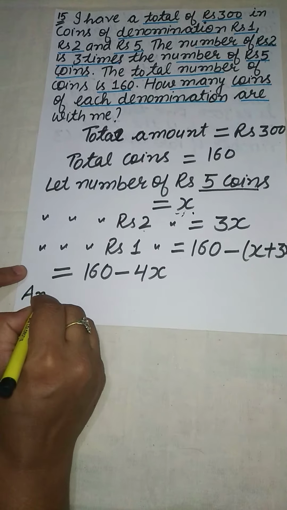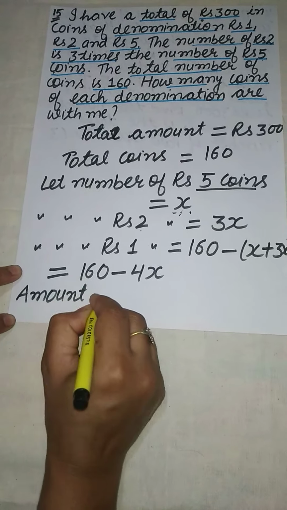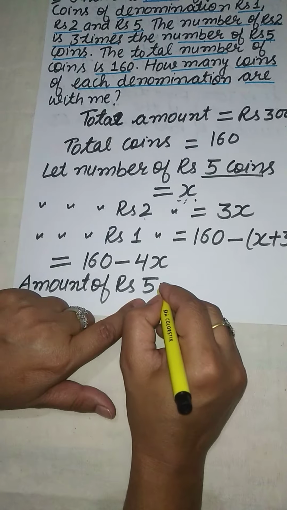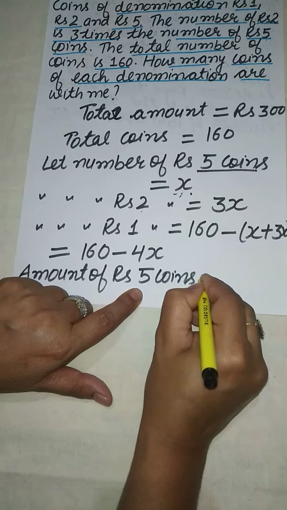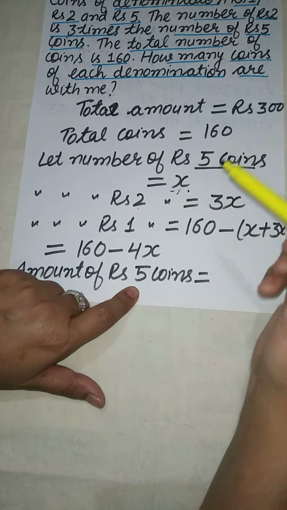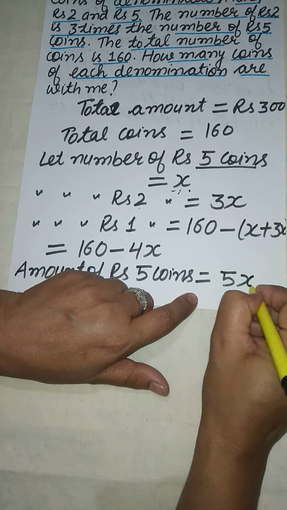Now firstly we will calculate the amount of rupees 5 coins, rupees 2 coins and rupees 1 coins. Now amount of rupees 5 coins is equal to 5 multiplied by x, that is 5x.